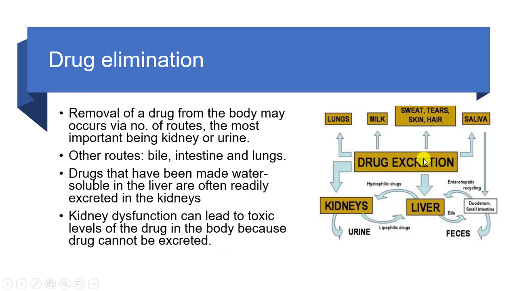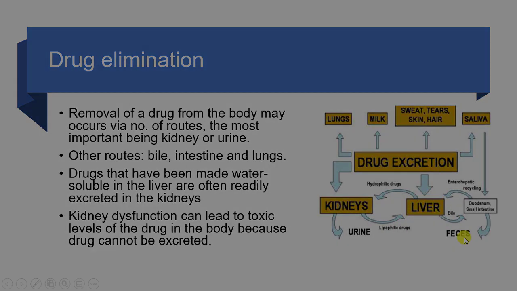So if you look at this diagram also, you can see that there are different routes by which drug is being eliminated: via saliva, sweat, tears, skin, hair. Also milk and lungs can excrete drugs, and particularly the liver and kidney. So kidneys are the main organs which excrete drugs, and liver is the main organ which metabolizes these drugs.